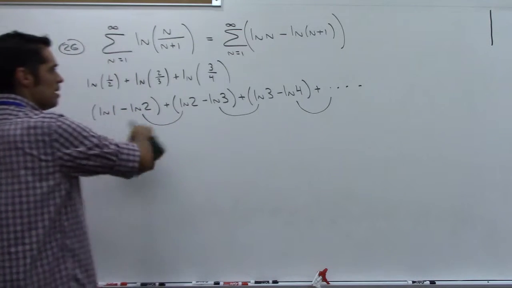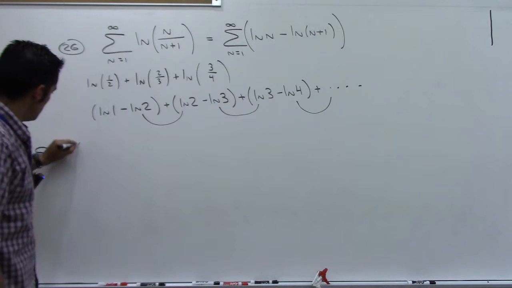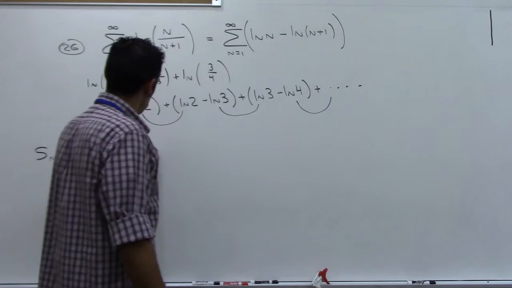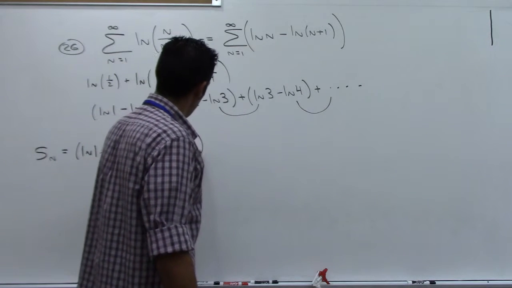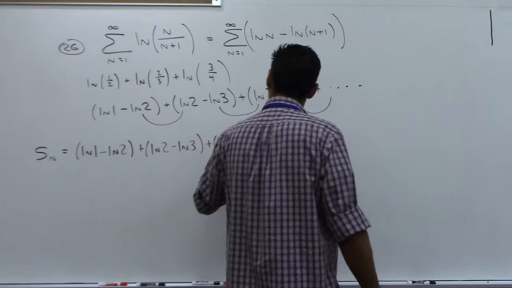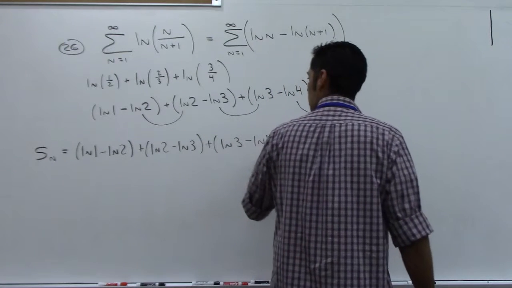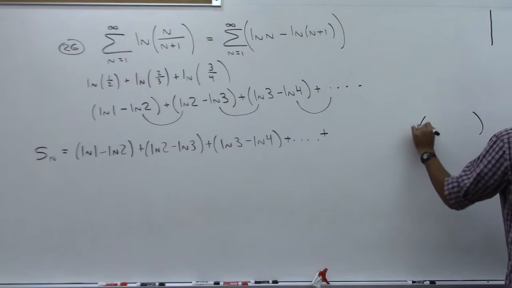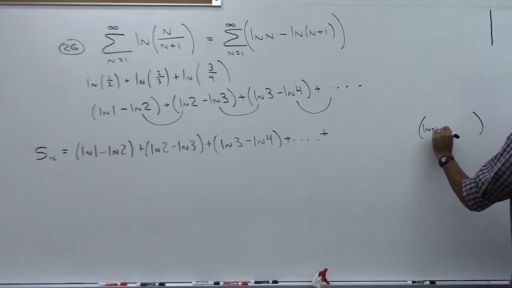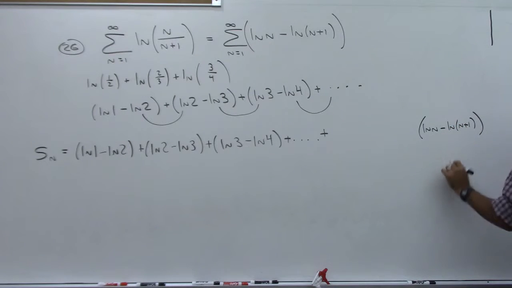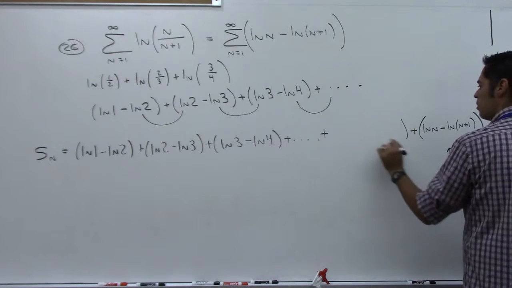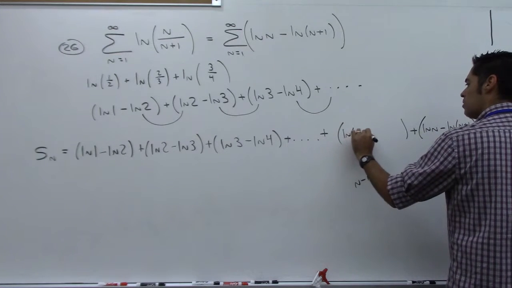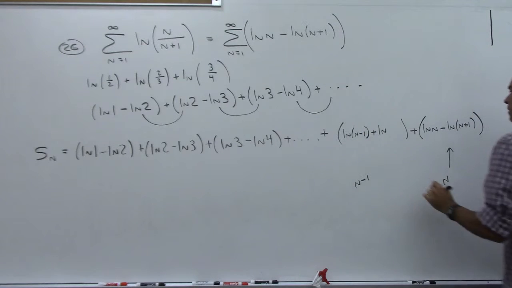So that means I'm going to write this sum out, but I'm going to stop, okay? So natural log of 1 minus natural log of 2 plus natural log of 2 minus natural log of 3 plus natural log of 3 minus natural log of 4 plus dot, dot, dot. And then let me stop at n. That'd be natural log of n minus natural log of n plus 1. That's what I get when I plug in n. The one before this would be, let's see, I'm plugging in n minus 1. So natural log of n minus 1 minus natural log of n.